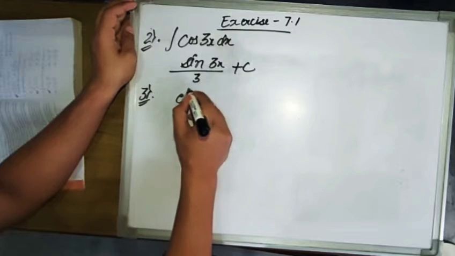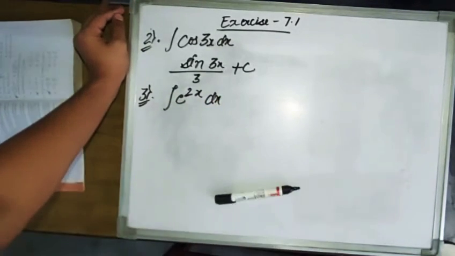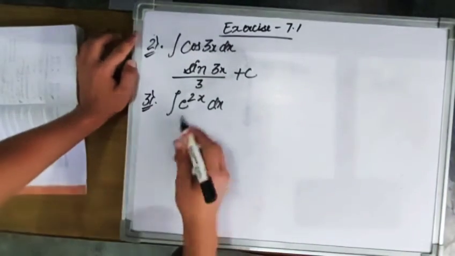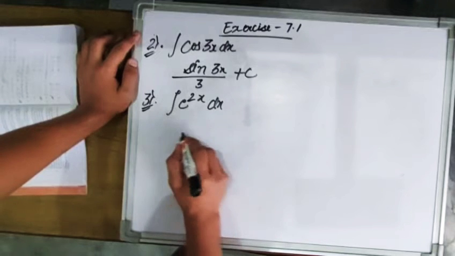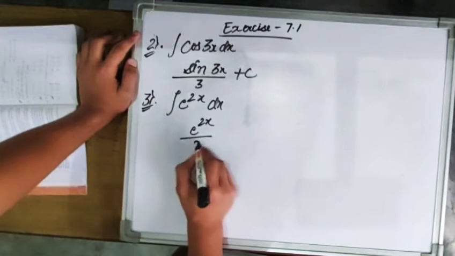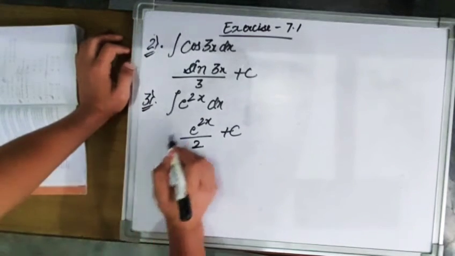The next, third question is the integration of e raised to power 2x dx. The integral of e raised to power 2x dx will be e to the 2x as it is, divided by 2, plus c. This is the integral of e raised to power 2x dx.